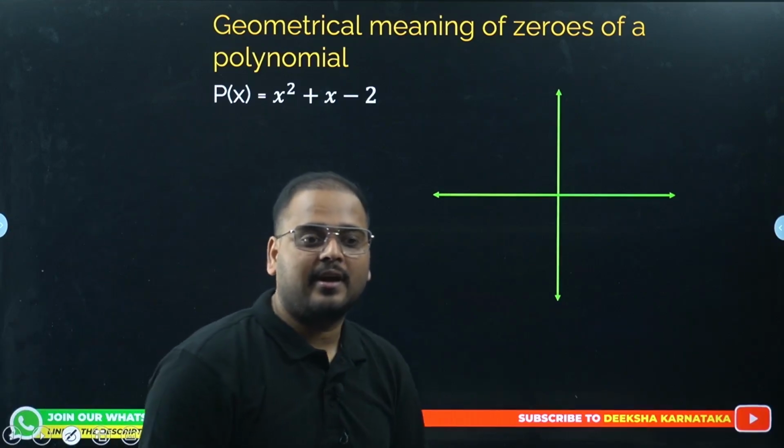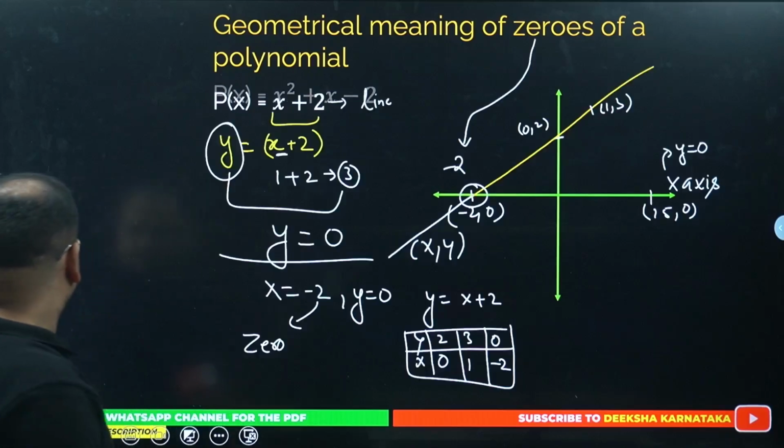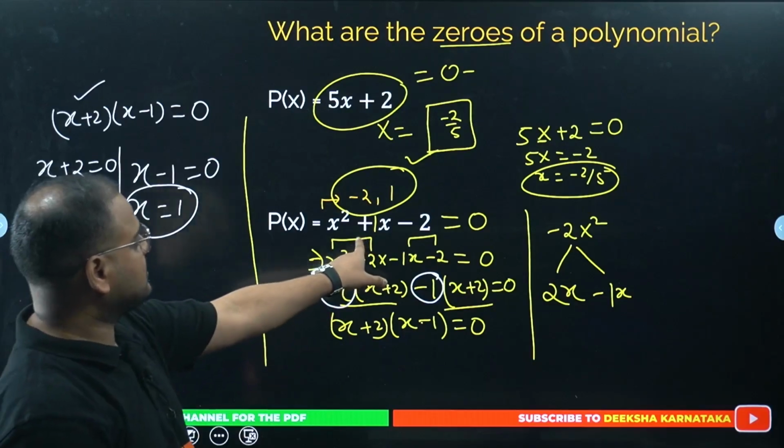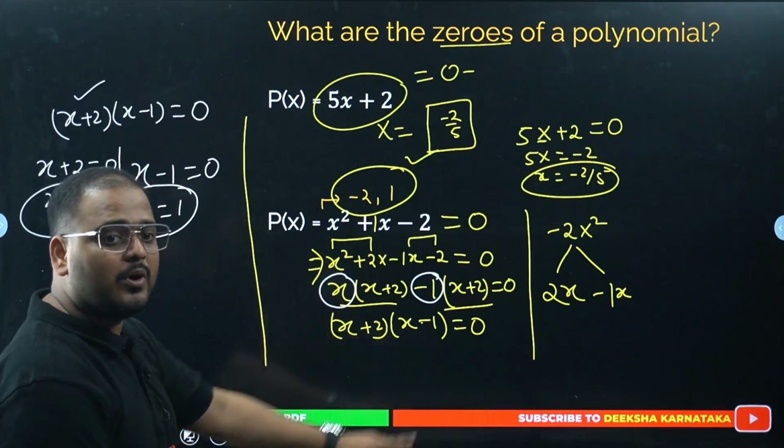This time it's quadratic. x square plus x minus 2. I think we just solved it. Did we solve it? x square plus x minus 2. Yes. What are the factors? x plus 2, x minus 1.